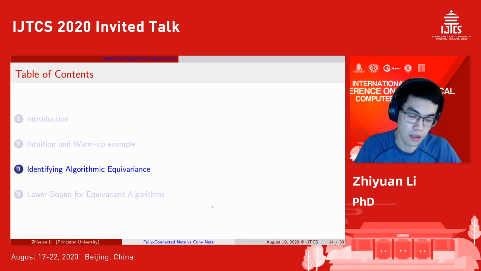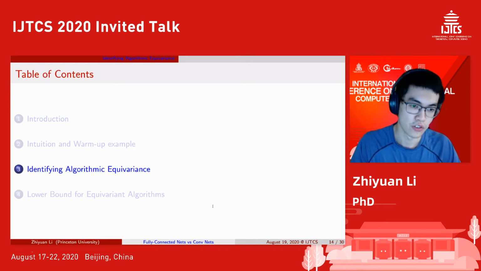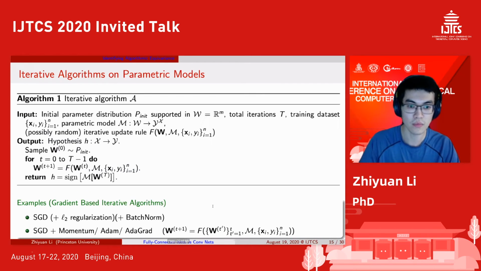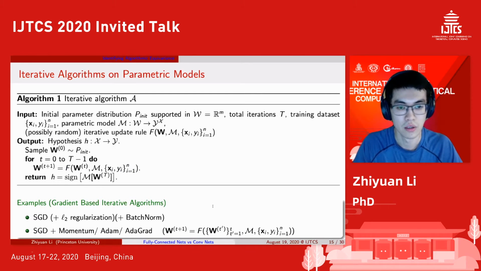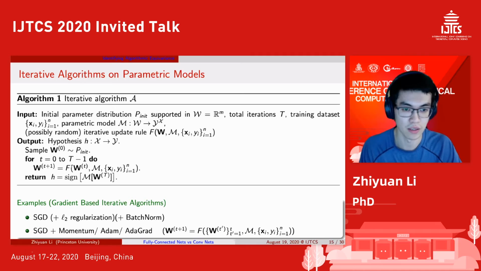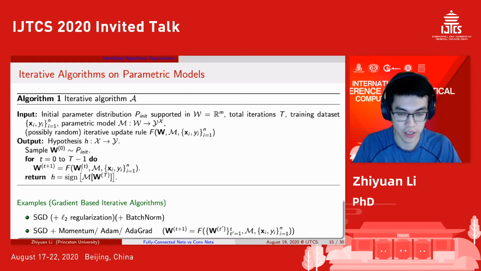So in the rest of the talk, I will first show how to identify algorithmic equivariance. Then I will talk about the lower bounds for equivariant algorithms. So first, this is a notion for a general iterative algorithm. The key part of the algorithm is this iterative update rule, which takes the current weight and the training dataset to produce the next weight.